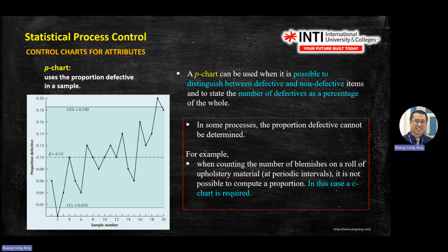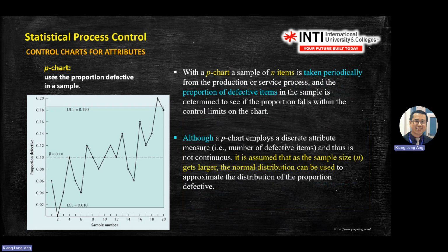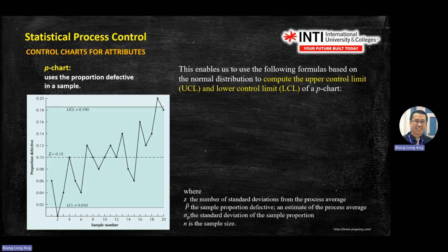The P chart is used for defective and non-defective items, stating the number of defectives and the percentage as a whole. You can understand the P chart as a percentage of defects, like 1 out of 100 is 1%, and so on. The rest you read. Here is the equation for the P chart. The upper control limit is P plus Z sigma. The lower limit is P minus Z sigma.